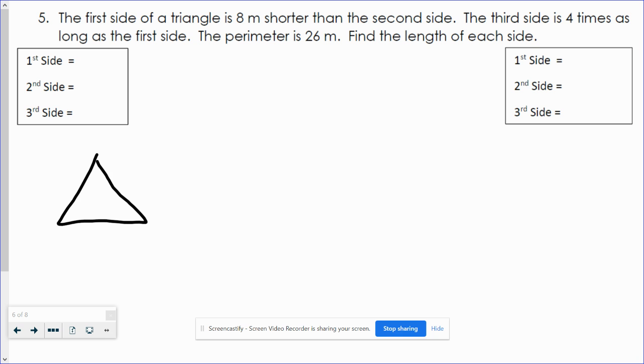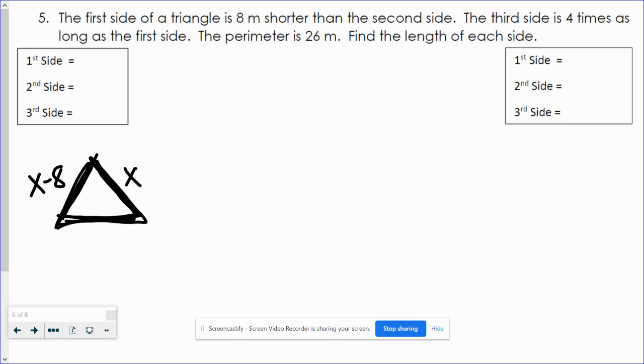But I'm going to go with the same, like the first side is going to be this side over here, and then this is going to be my second side that they're talking about, and then here's the third side, and it doesn't matter which one's which, really. But if it says that the first side of the triangle is 8 meters shorter than the second side, let's say this second side is just, let's say X. But if it's 8 meters shorter than that, that would be X minus 8.